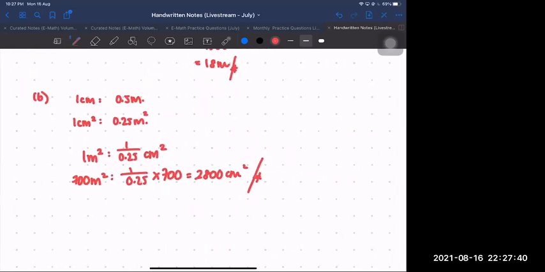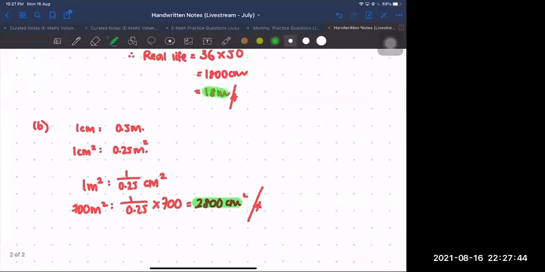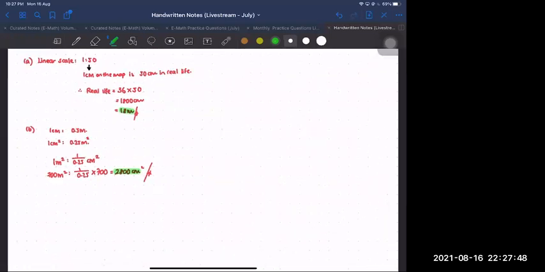And these are the 2 answers for map skills. Okay, great. Now I won't be touching the other question, even though I know the other question is slightly trickier. But I want to save this question for next month's session.